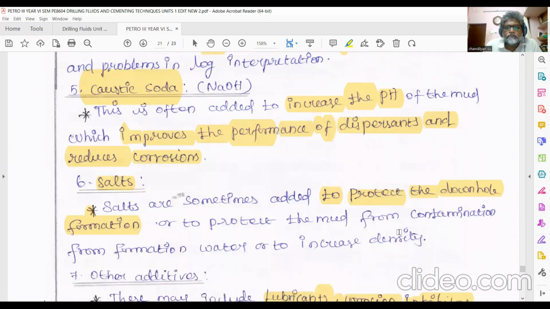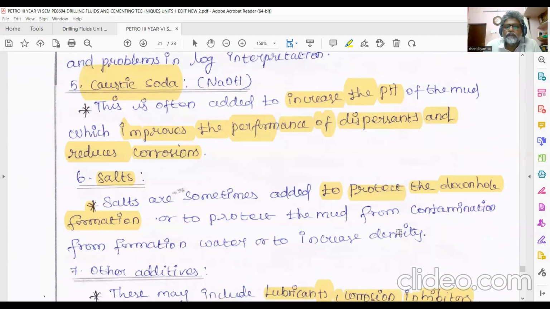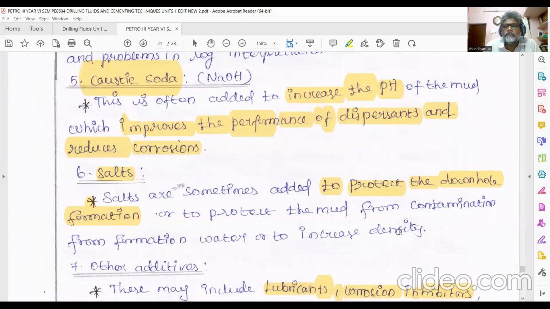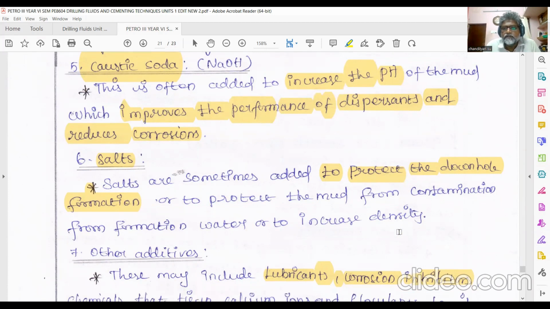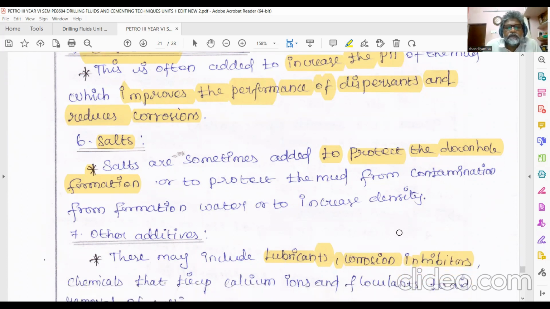Salts are also added to protect the downhole formation, or to protect the drilling mud from contamination because of formation water. So salt is to protect the mud from the formation water. It has a second function: it is also used as a weighting agent, a weighting additive. Sometimes it's also used to increase the density.